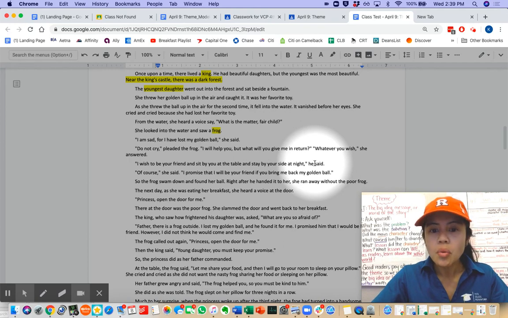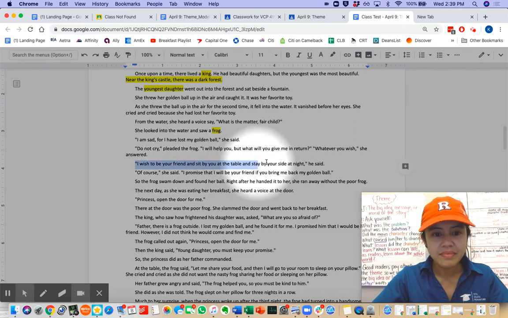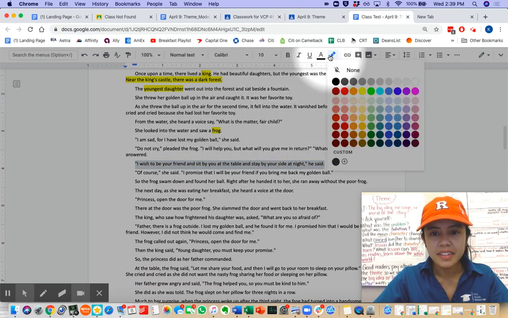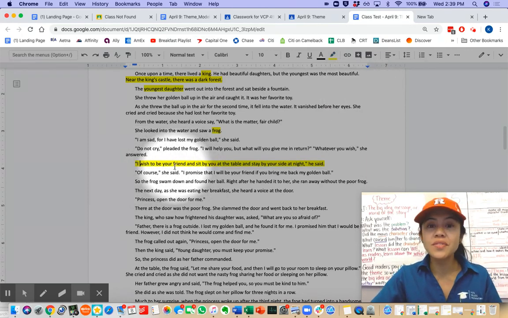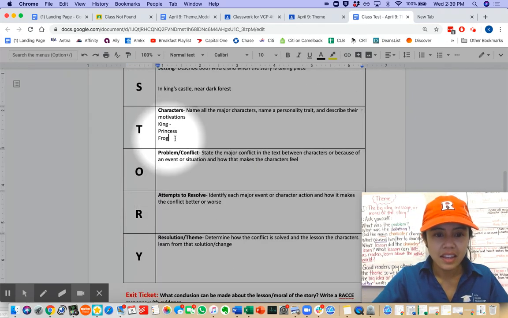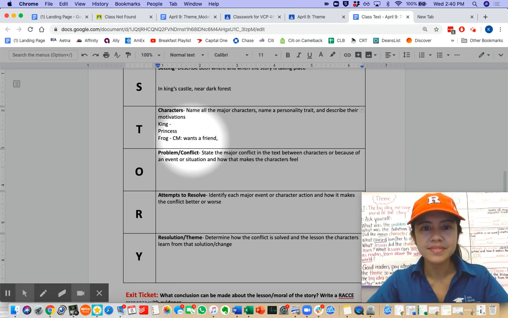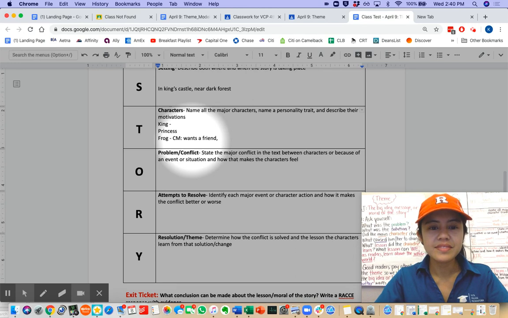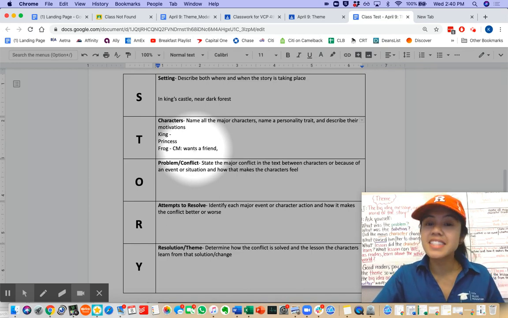It sounds like we've heard the frog's motivation. He wants to be the princess's friend. Let's add that to our planner. Great, scholars. Let's keep reading.